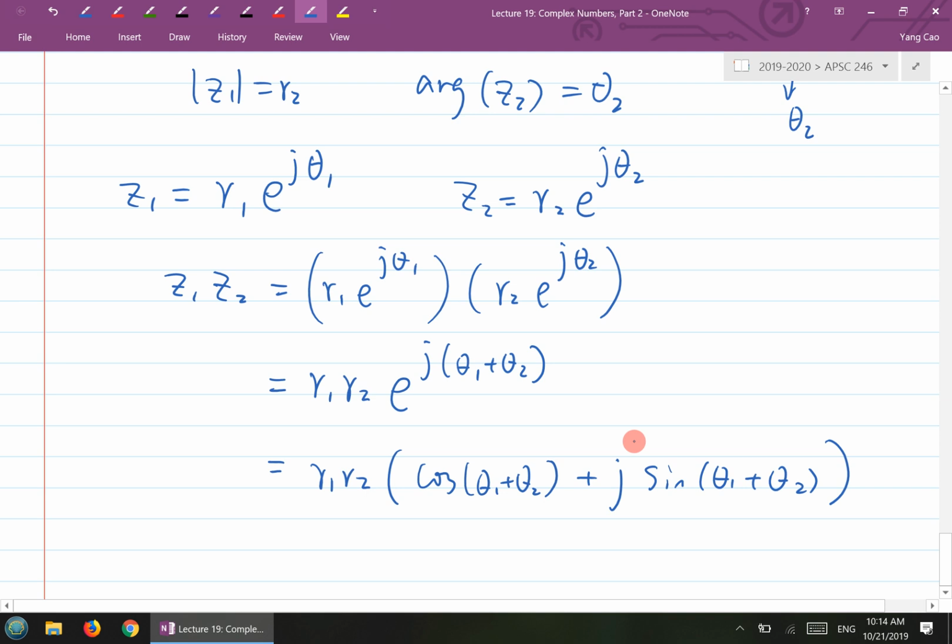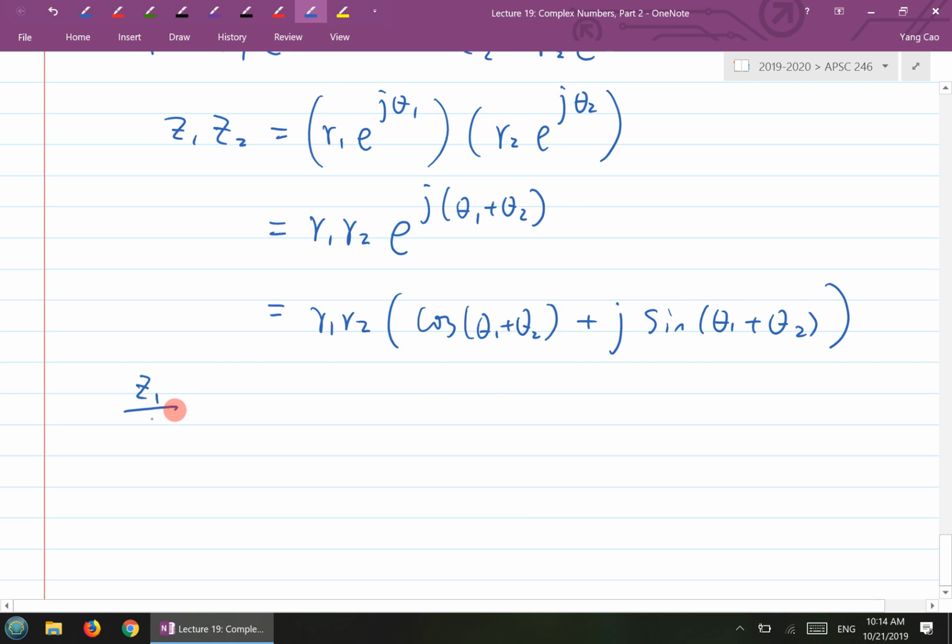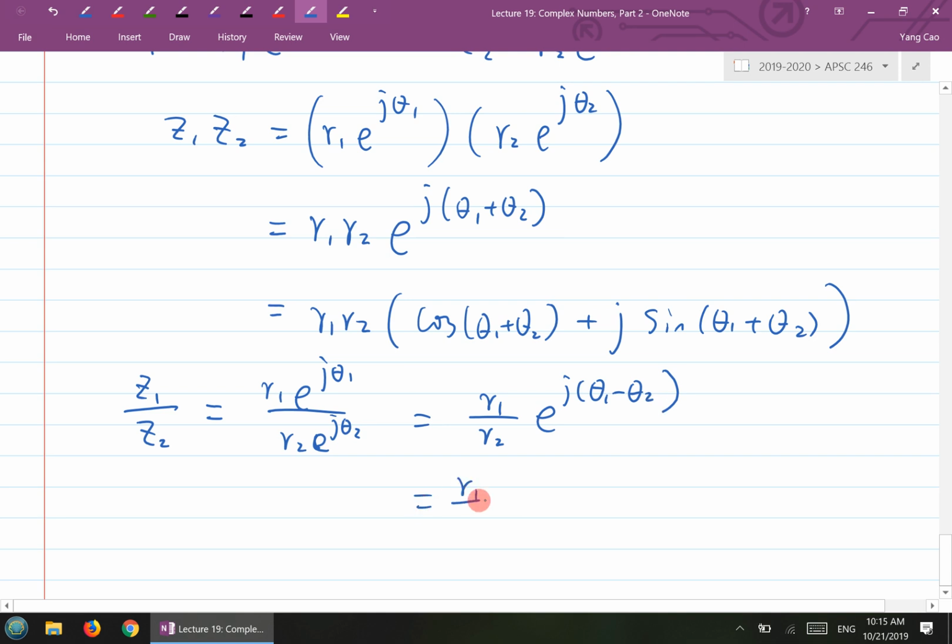Very similar, you can try on the division. If you have a division here, it's z1 divided by z2. So that's r1 e^(j theta 1) divided by r2 e^(j theta 2). So that gives us r1 over r2 e^(j (theta 1 minus theta 2)). Okay. So those operations are much simpler or less prone to mistakes than typical multiplications. And this is equal to r1 over r2 cosine theta 1 minus theta 2 plus j sine theta 1 minus theta 2. Okay.